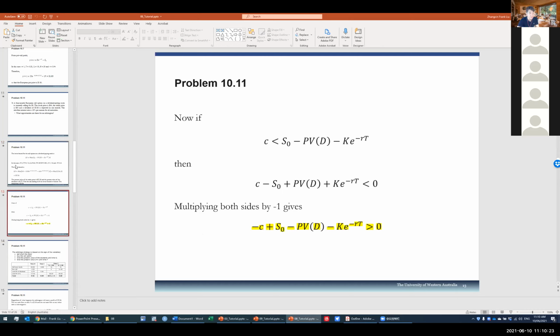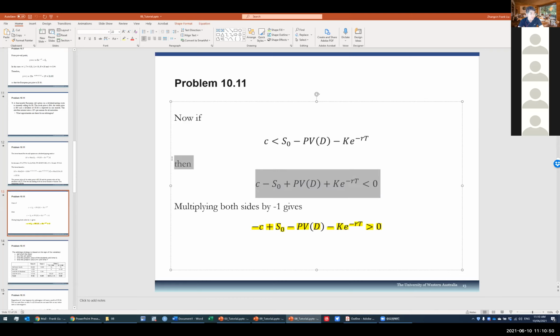So this is one way. Again, it's open book. You can use these notes if you want. The simplest way to think of it is that, given my call option premium is smaller than that, right? Smaller than that. That means S0 minus PVD minus KE minus RT minus C is going to be greater than zero. So skip this middle step. Pretend you don't see it, right?